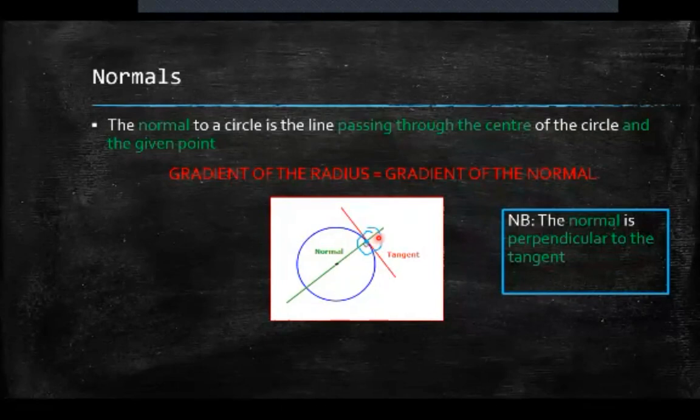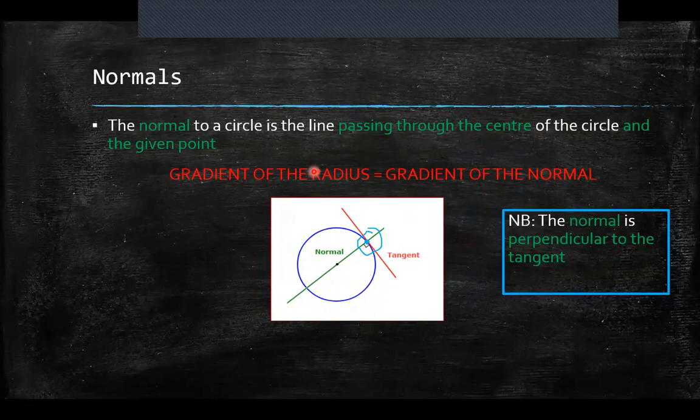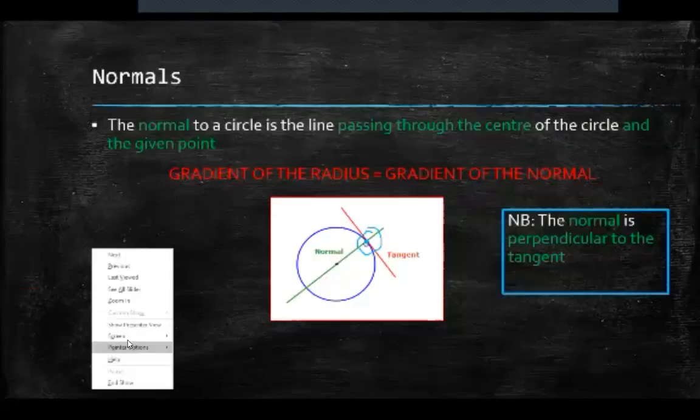Yes, miss. Okay. And what you need to remember again, the gradient of the radius is equal to the gradient of the normal. So unlike the tangent, which is perpendicular to the radius, the normal has the same gradient as the radius. Why? Let me show you.